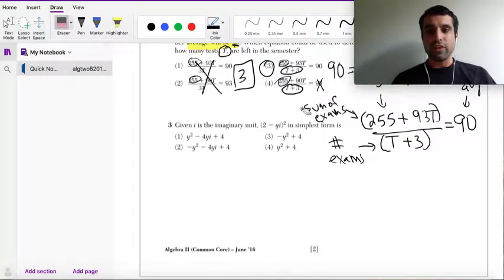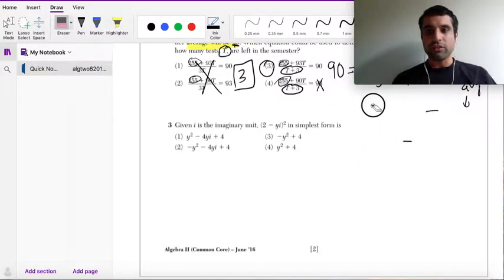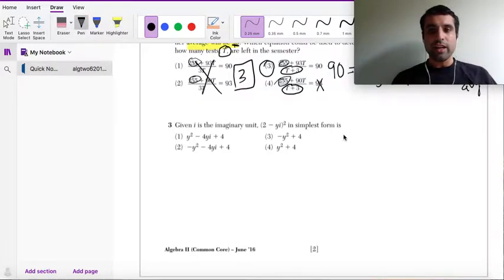And if it is too fast, let me know, and I'll make another video a little shorter. So I'm erasing this. Rewind if you need to, because I want to go to number 3. The imaginary unit: 2 minus yi squared in simplest form is... So guys, if you know the shortcut for squaring a binomial, that's better, but I'll actually multiply it by itself.